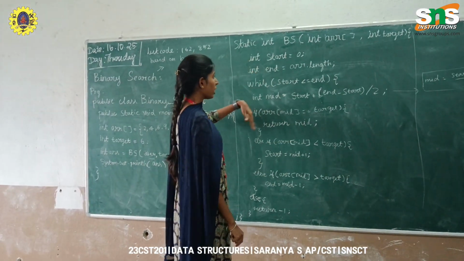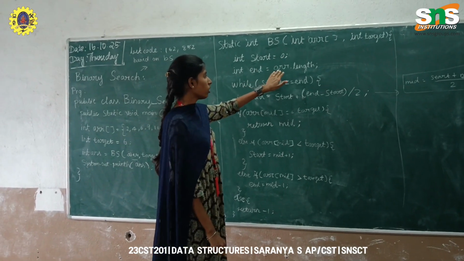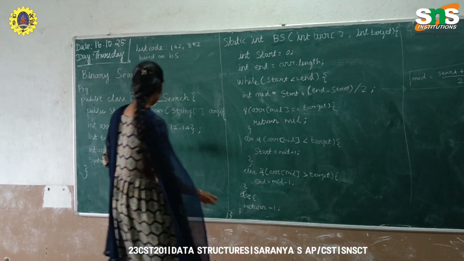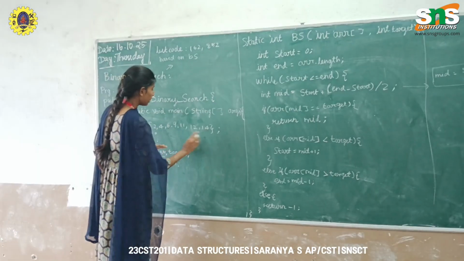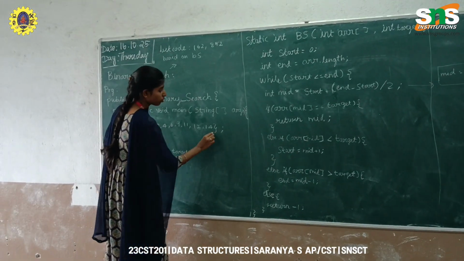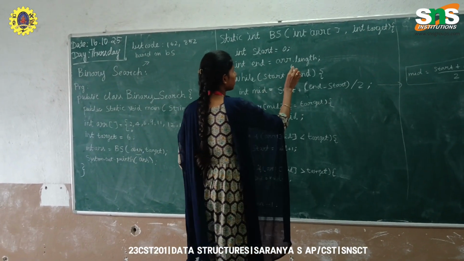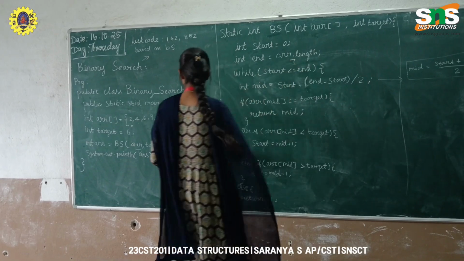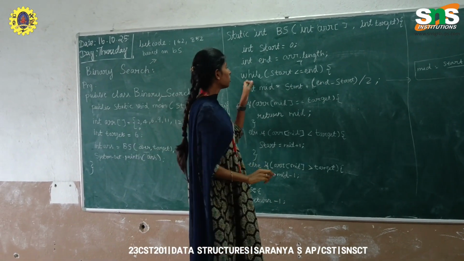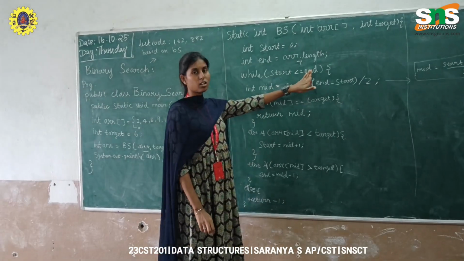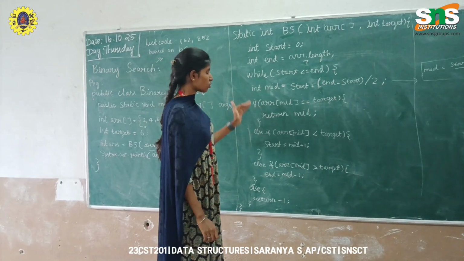So to find this, we are considering start is equal to 0 and end is equal to array length minus 1. So we are considering this as 0 and end is equal to length minus 1. So length is 7, so it is 6. When the start is less than or equal to end, then alone we have to execute these operations inside this while loop.